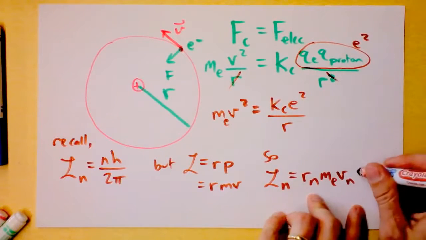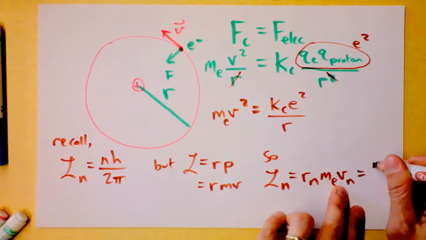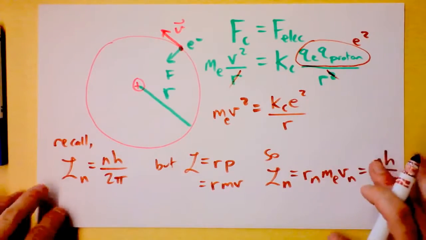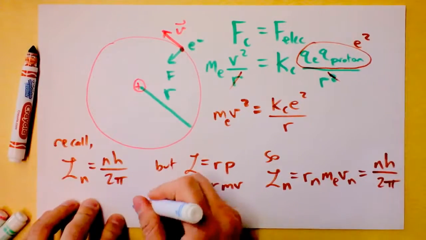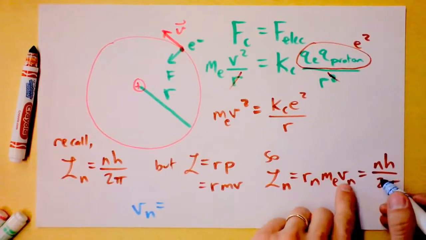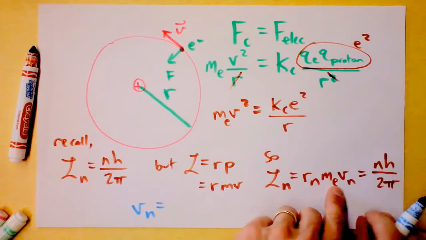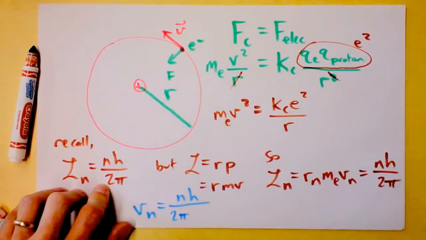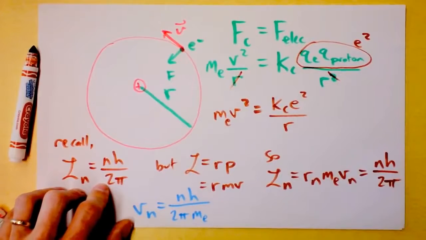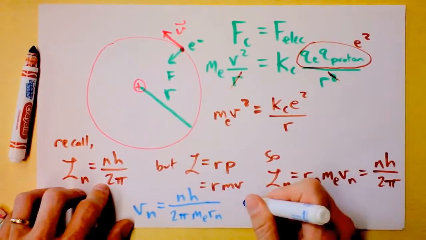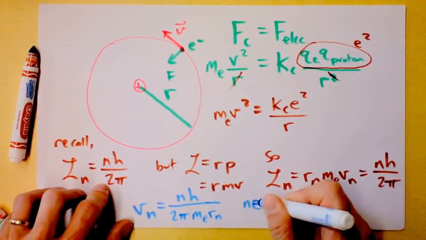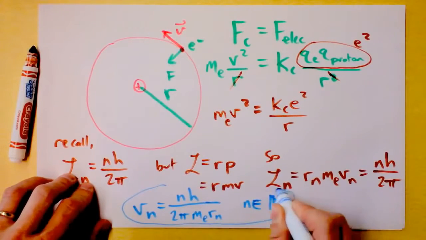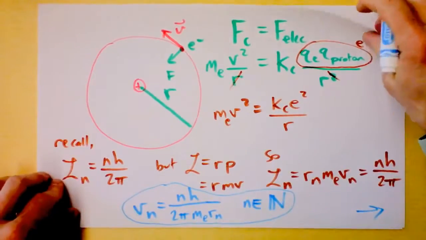So now I'm going to take this statement right here and say this is equal to Bohr's demand, that it's n times h over 2 pi. And we'll solve this for the speed of our electron. The speed of the nth orbit is going to be, all I'll do is divide by the radius of the orbit and the mass of the electron. So I get n times h divided by 2 pi, put that out front because they don't have dimensions, divided by the mass of the electron and further divided by the radius of the nth orbit. And n can be any natural number. n is an element of the set of natural numbers, which means it goes 1, 2, 3, 4, 5, etc. We're going to come back to this equation right here, so I'll circle it. Turn the page.